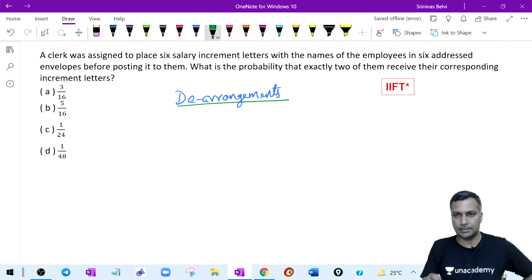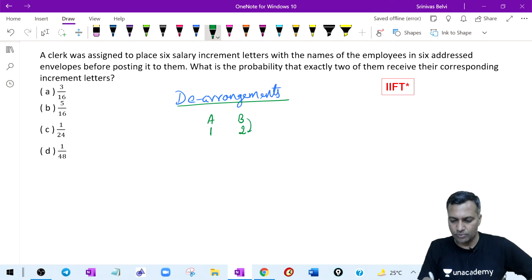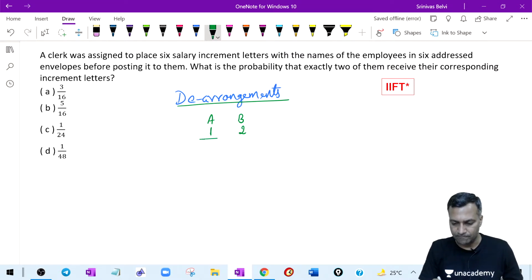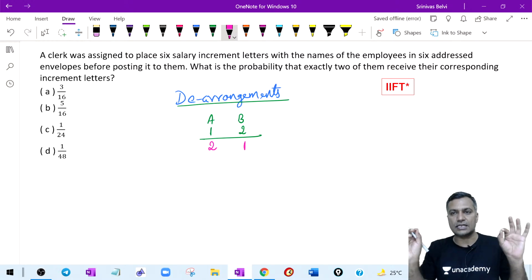What is derangement? For example, A and B are two envelopes. In the first envelope, 1 should go, and in the second envelope, 2 should go. Let's assume that in the first envelope you are supposed to keep 1 rupee, and in the second envelope, 2 rupees. That's what should happen. Derangement means 2 gets into the first envelope and 1 gets into the second envelope. This is called the derangement.